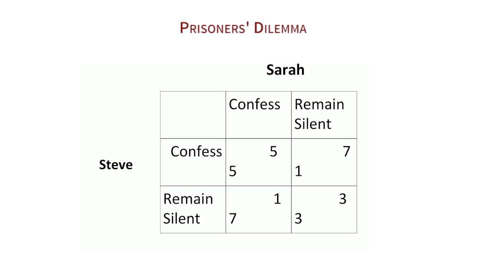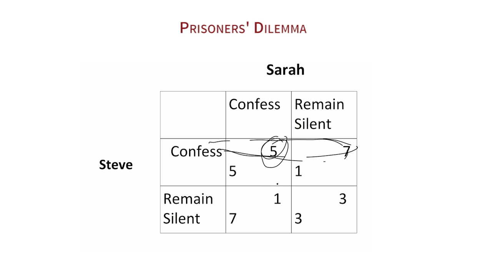So you could, for example, consider the decision of what Sarah should do. Should she confess or remain silent? Well, if Steve confesses, then she should confess too. So for example, if you look over here, if Steve confesses, then you're comparing these two things. If she confesses, she gets 5 rather than 7. And so she should confess. She goes up for a shorter period of time.